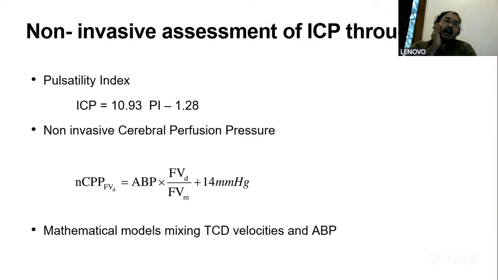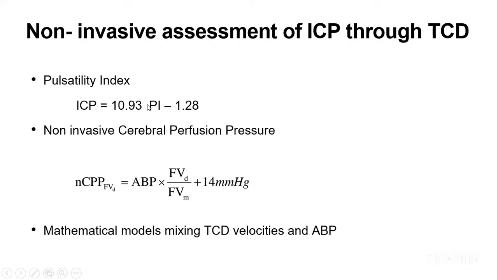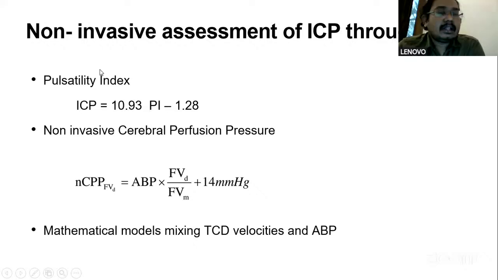So how would we use TCD for non-invasive assessment of ICP? Here we can use pulsatility index. There is a formula: ICP is equal to 10.93 times pulsatility index minus 1.28. So this is the formula where we can substitute the pulsatility index and get an ICP number.